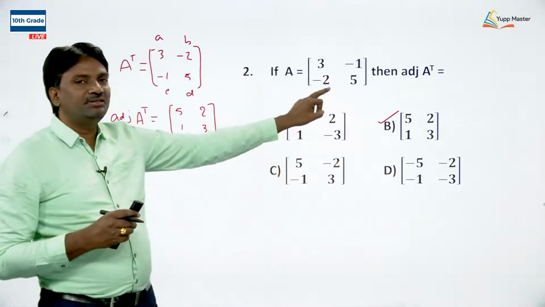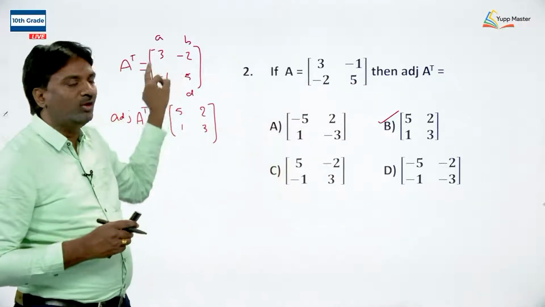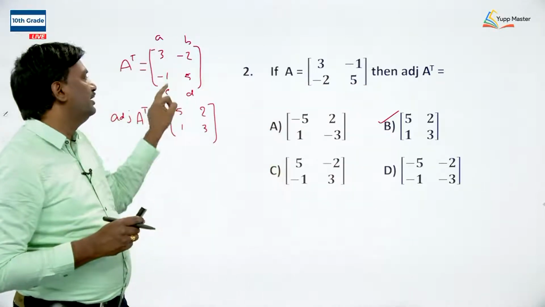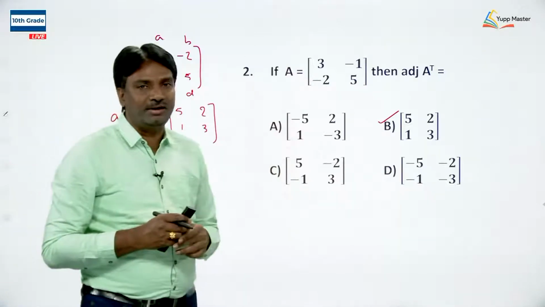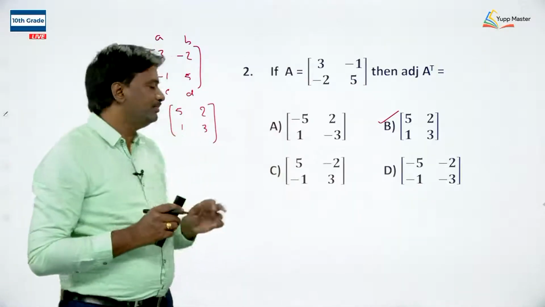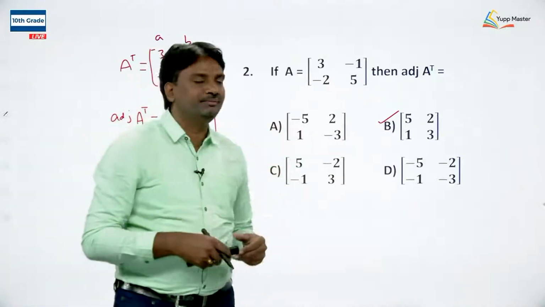By interchanging the rows and columns of the matrix A, we get A transpose equal to 3 minus 2 minus 1 5. Now for this matrix, we have to find the adjoint. Adjoint means D minus B minus C. So 5 2 1 3.